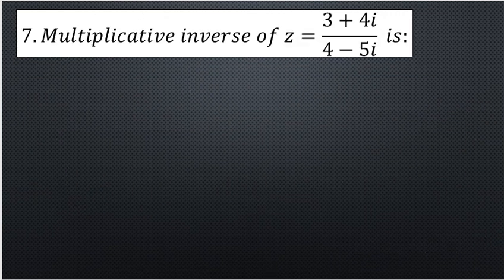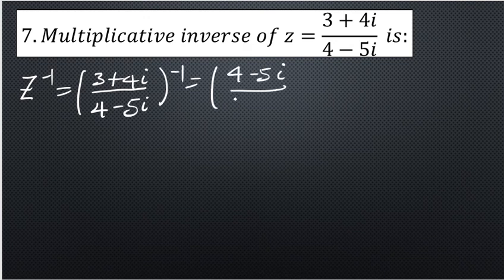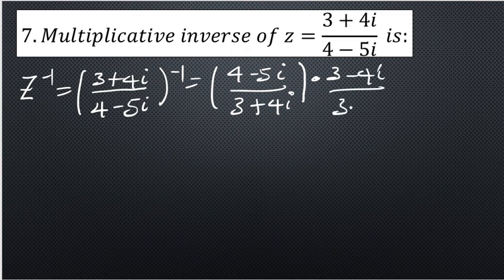The next question says, find the multiplicative inverse. The inverse means we are going to find the inverse of (3 plus 4i) over (4 minus 5i), which means we will flip it: (4 minus 5i) over (3 plus 4i). When you are trying to find the multiplicative inverse, that means the exponent will be -1. Then you flip it. Then multiply by the conjugate of the denominator, that is (3 minus 4i) over (3 minus 4i). The denominator is 3 plus 4i, as you see here.